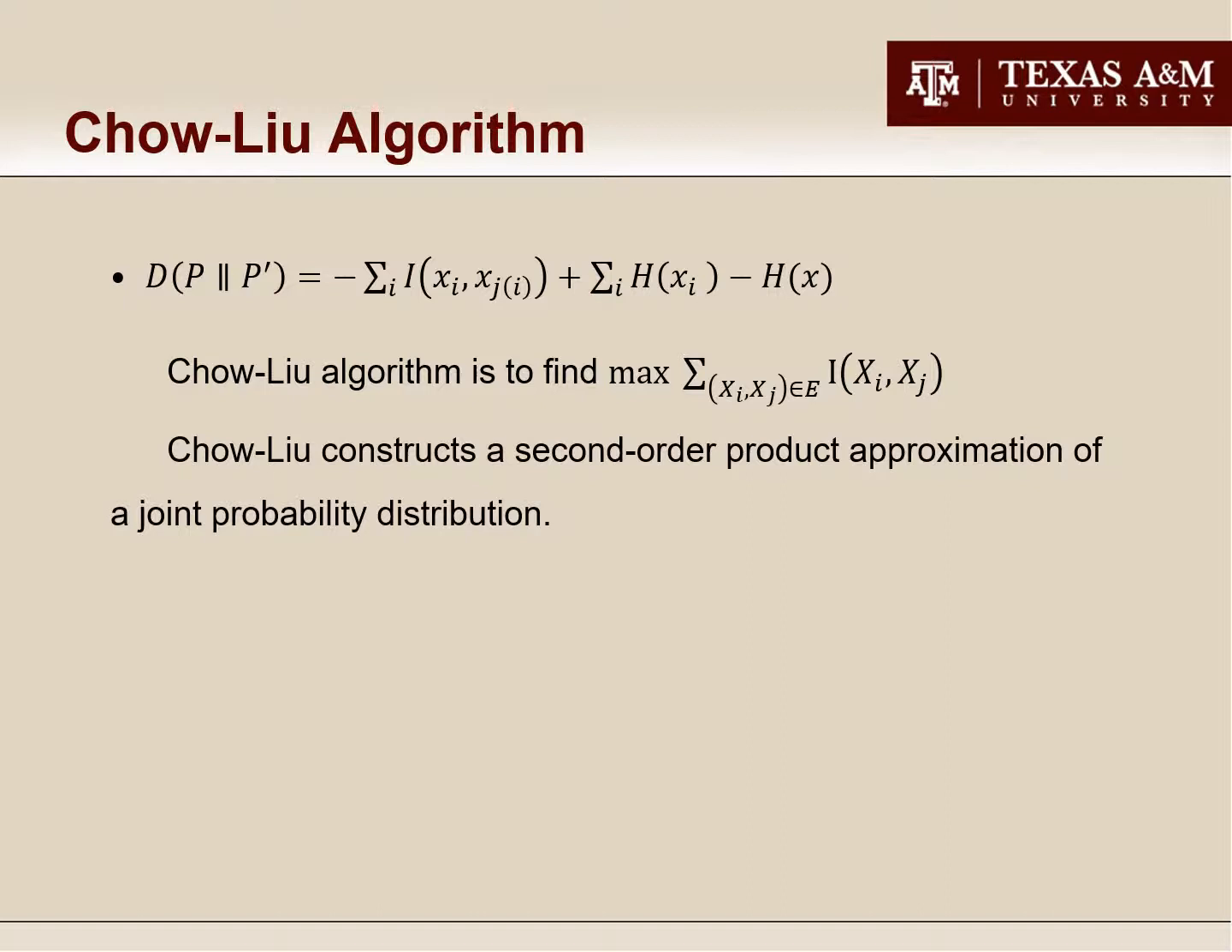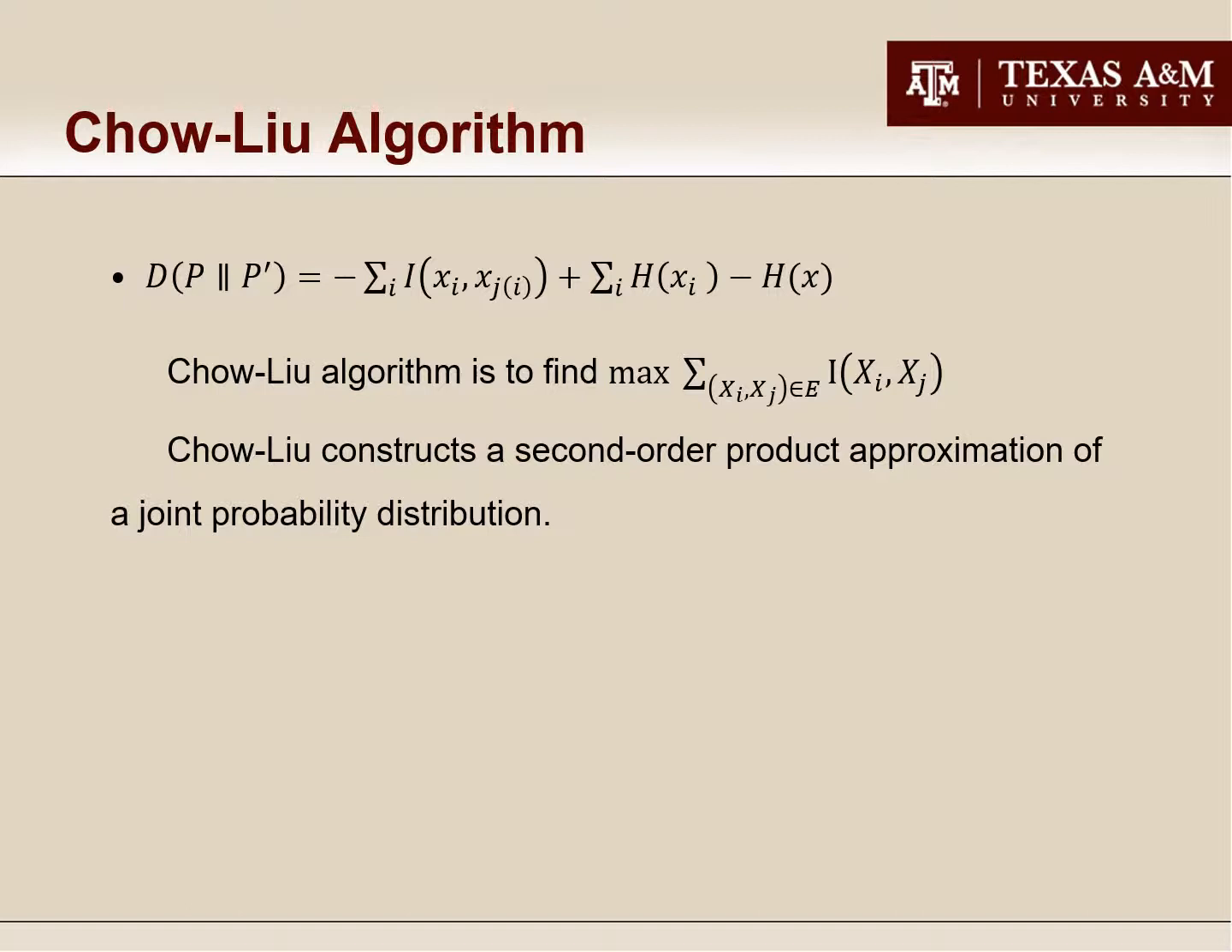The Chow-Liu algorithm is to find the maximum of the sum of pairwise mutual information. Thus, the Chow-Liu algorithm can indeed construct a second-order product approximation of a joint probability distribution. And that's the proof for the Chow-Liu algorithm.